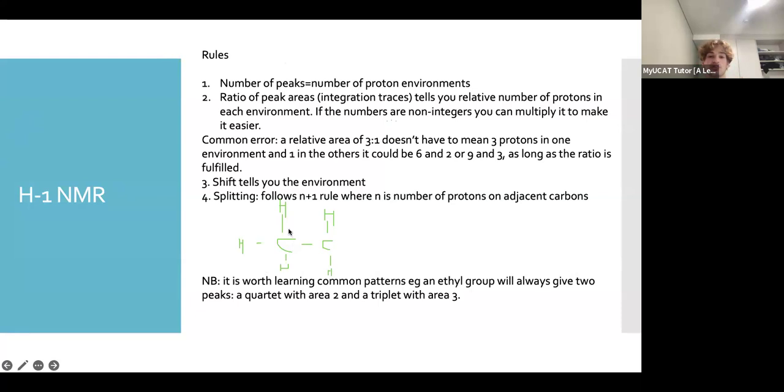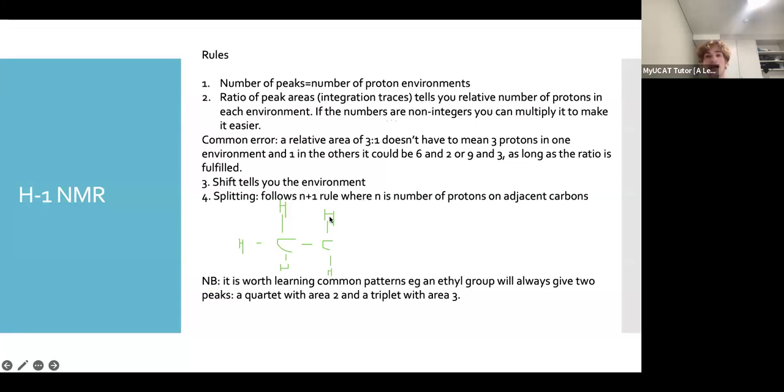This proton's peak is going to be a triplet. That's because on the adjacent carbon, this carbon over here, you have two protons, and therefore n would be 2. 2 plus 1 is 3, and therefore you get a triplet.